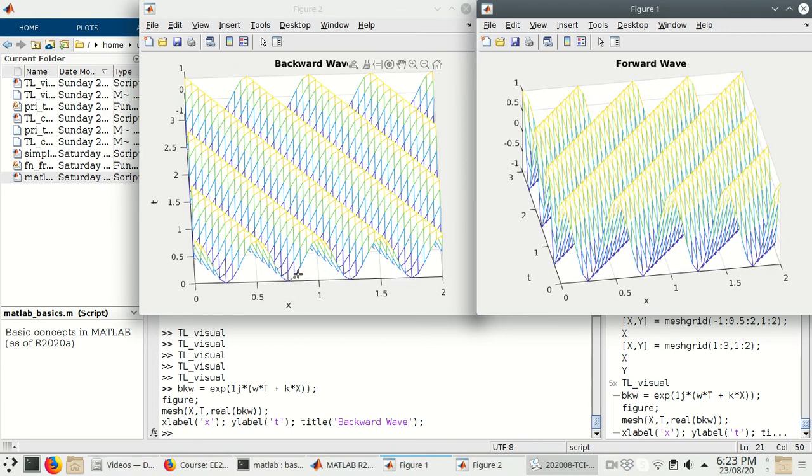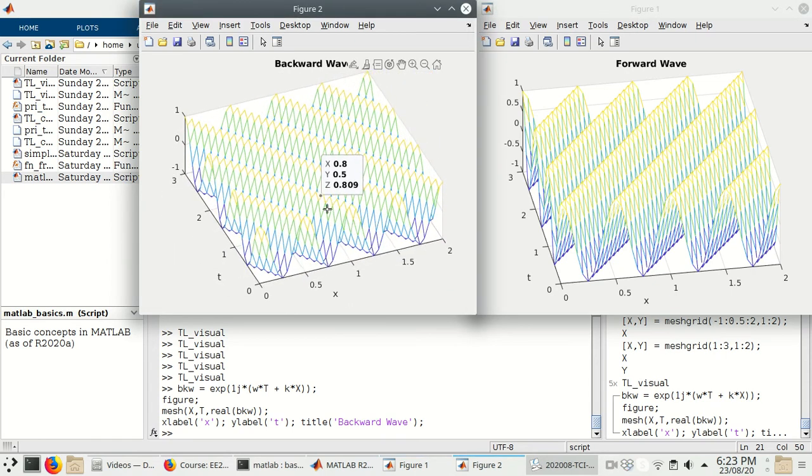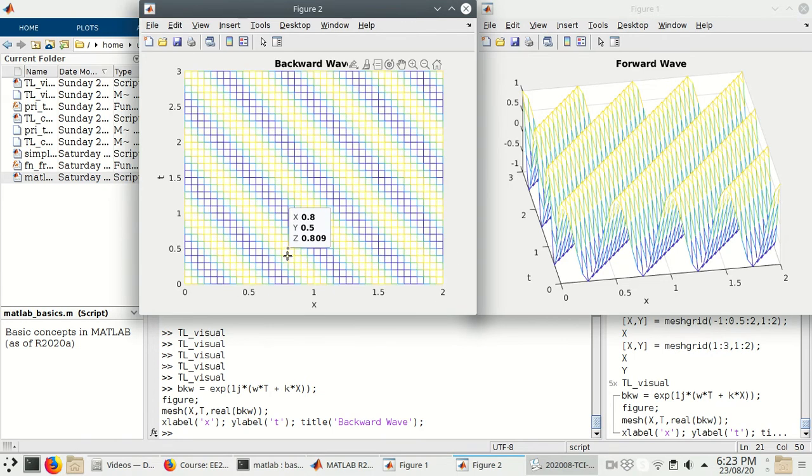You notice over here that as time progresses, increasing along this axis, the phase fronts are moving in the backward direction. If I take one phase front, as time increases, instead of moving to the right, it's moving to the left. So this is why this is called a backward traveling wave. And if I look at it from vertically upstairs, it's what we expected. The phase fronts are moving to the left as time is increasing.